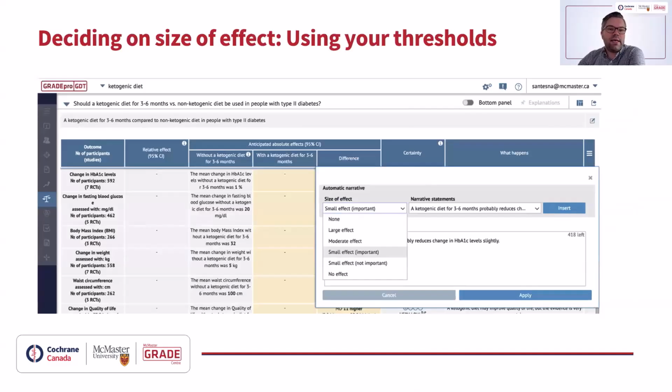And likewise, this is already integrated into the GRADEpro application, where for our summary of findings table, for the narrative statements under what happens, we're able to choose the size of the effect. And based on the certainty of evidence for the outcome, we have a generation of the narrative statement based on that rubric and the plain language.